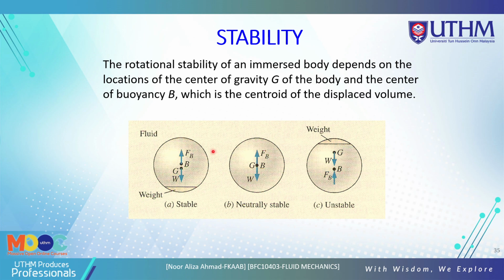Okay, this is stable, when the G and W are at the same place, and the B at FB, and the B is this one. Okay, so this is neutrally stable. And this is unstable. So you can explain briefly based on this figure for stability.